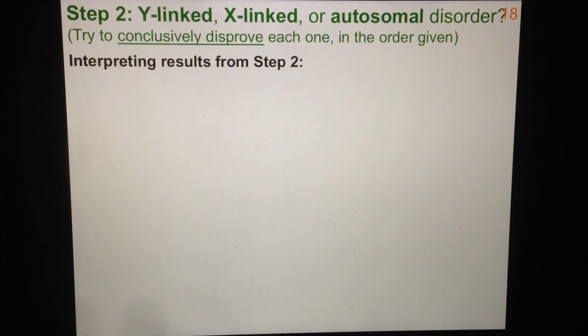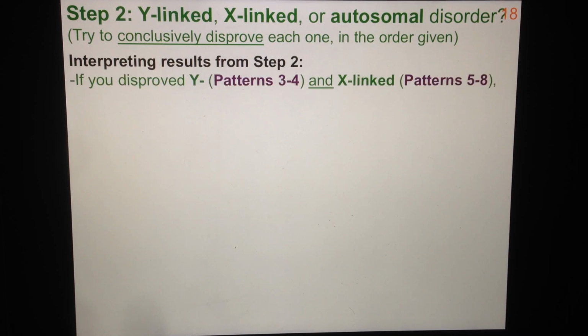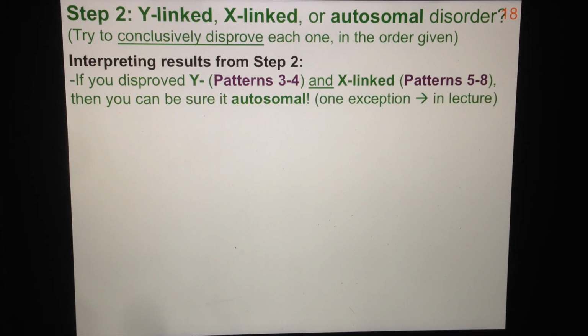Okay? So to interpret your results from step 2, having looked for all these patterns for Y and X-linked, one of the things you can do is this. If you manage to disprove Y linkage by finding one of patterns 3 or 4, and you also disproved X linkage by finding one of these patterns, then you know for sure that it's autosomal, right? If it can't be Y and it can't be X, then it must be autosomal. It's the only last possibility. Now there's one small exception to that that's quite unusual, but I'll tell you about that in lecture, okay?